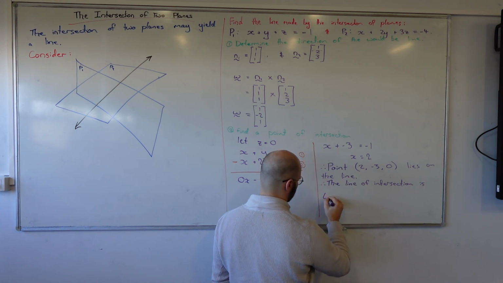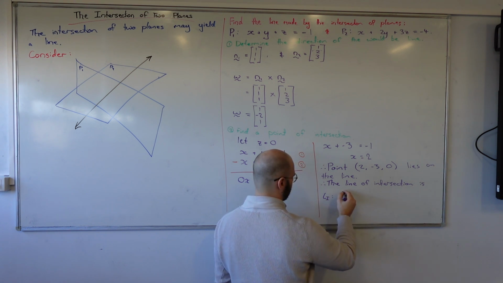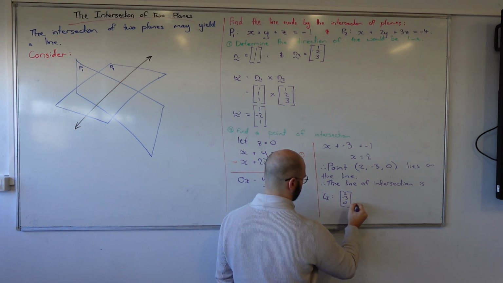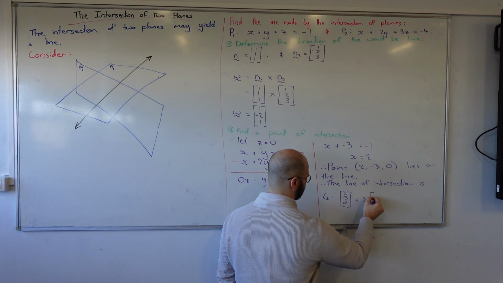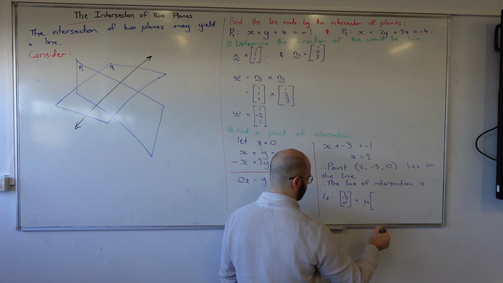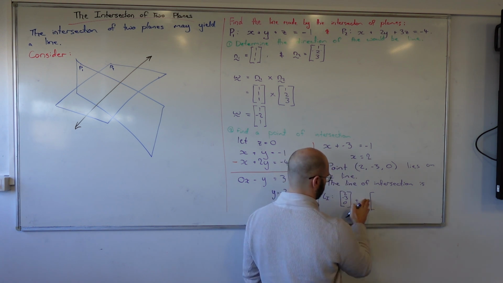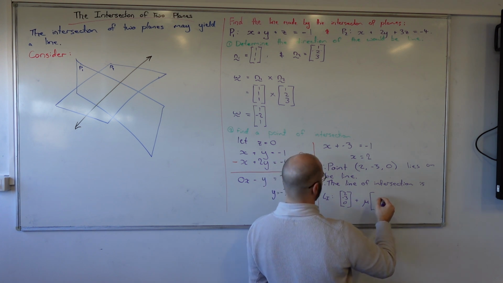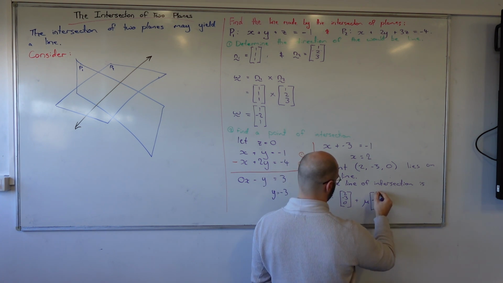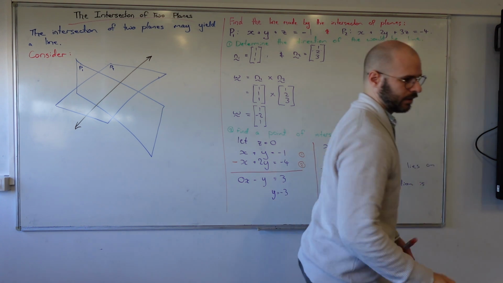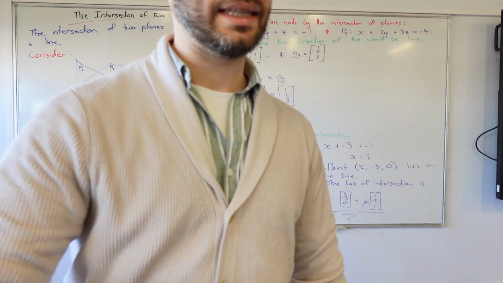Line of intersection L1, or we'll call it Li, is going to be, our position is 2, minus 3, 0, plus, we'll pick lambda. Actually, we always pick lambda, let's pick mu. That's an ugly mu. Our direction is going to be 1, negative 2, 1. Done. Next question is, did we get it right?